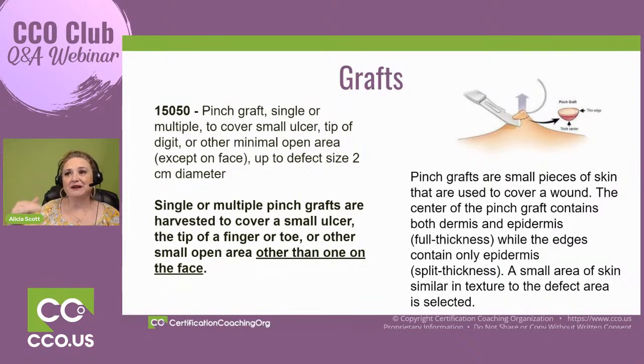So I took a little bit out of that, and it said that the center of the pinch graft contains both dermis and epidermis, so they're full thickness, and that distinguishes different types of grafts, knowing if we're just taking the top layer or if we're taking into the dermis. And so again, it ends up being full thickness, and the edges only can contain epidermis. So notice again, full thickness in the center, and then the edges are thin.